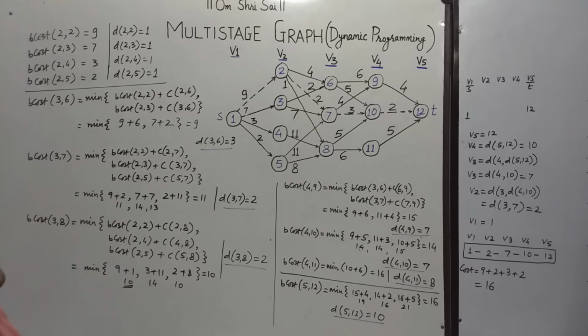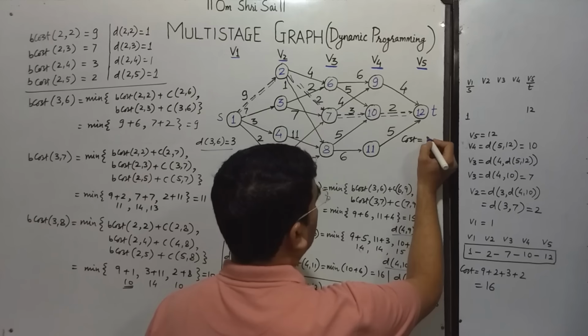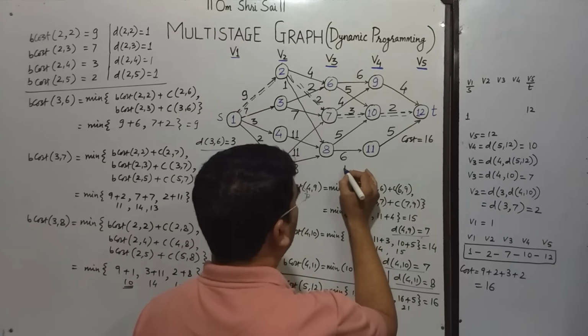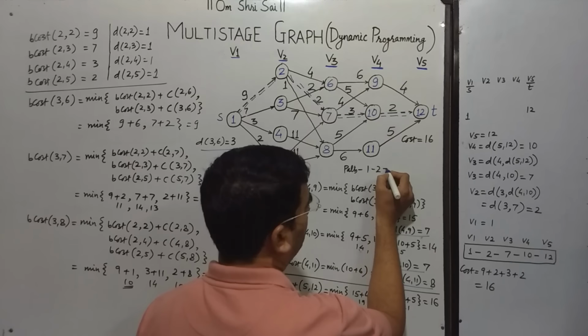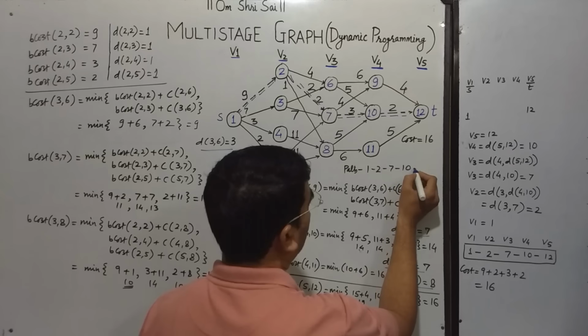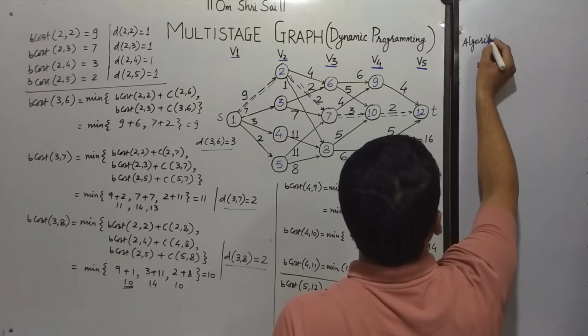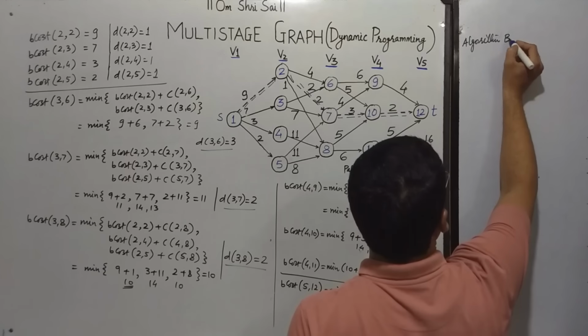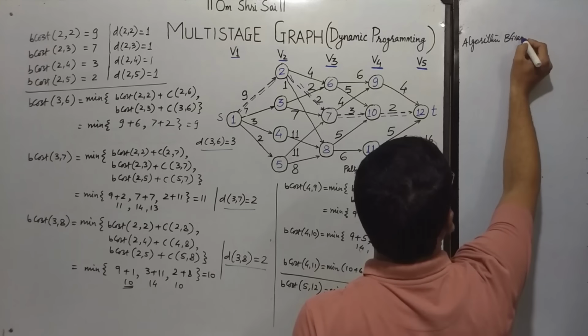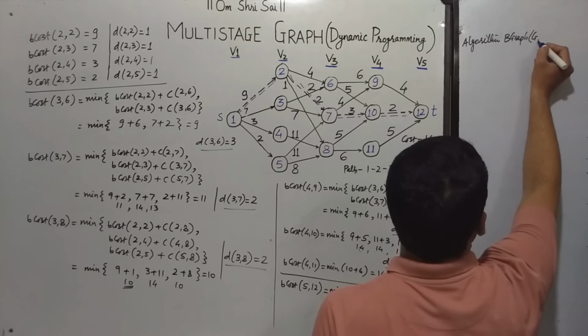Now we should go for the algorithm of that. We should write the cost is actually 16, and what is the path? I'll write the path over here. That is, path is 1, then 2, then 7, then 10, and then 12. Algorithm. We will be given the algorithm, that is B cost or B graph. Graph will be given to us.